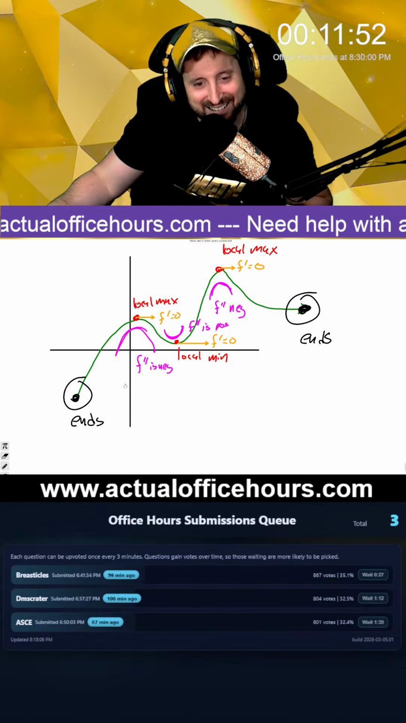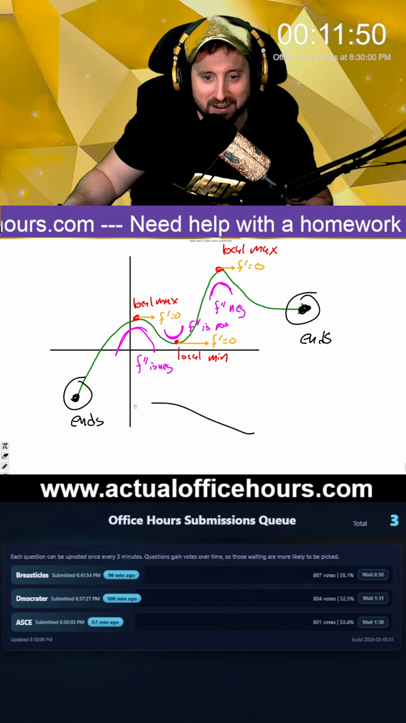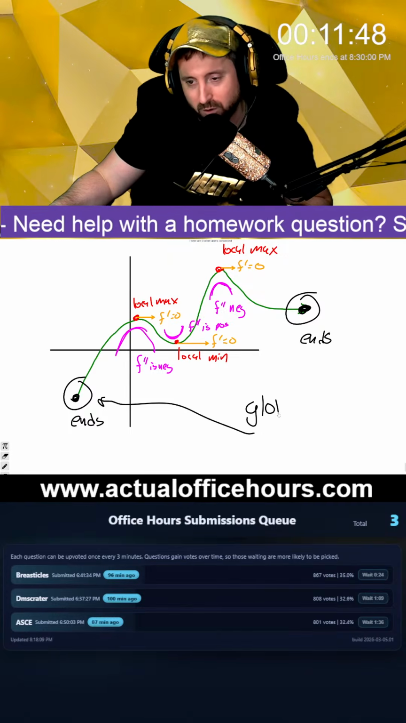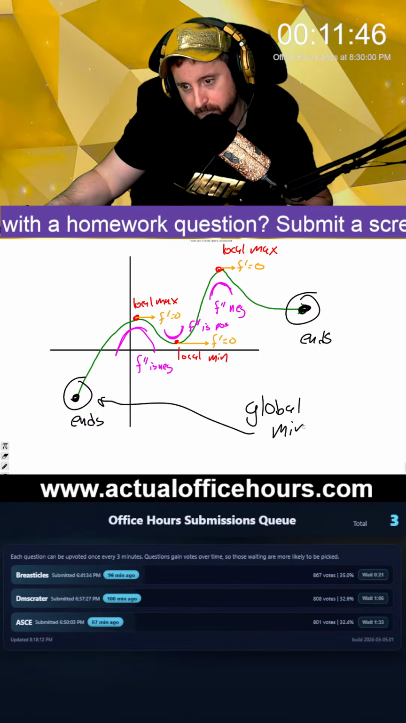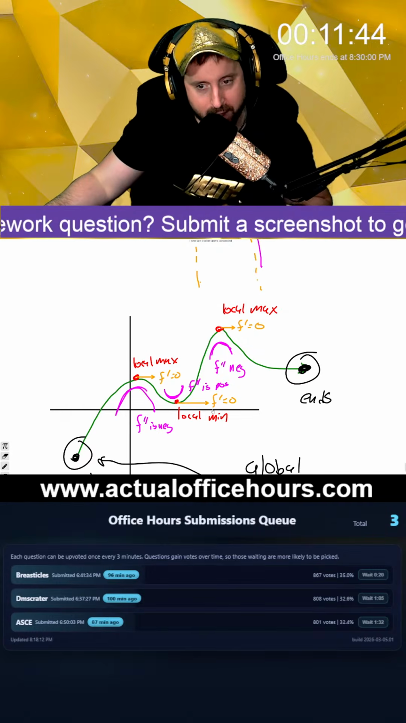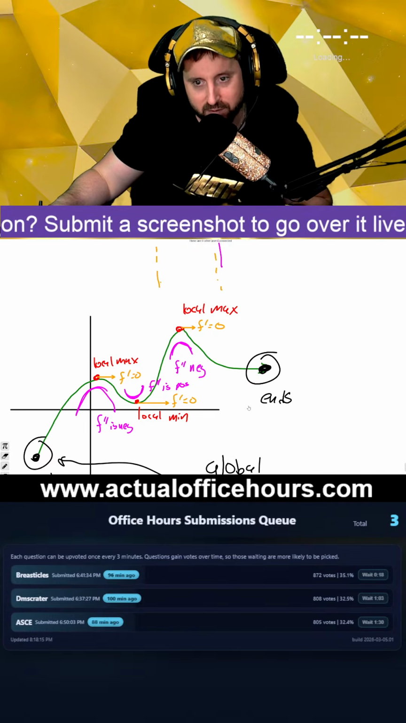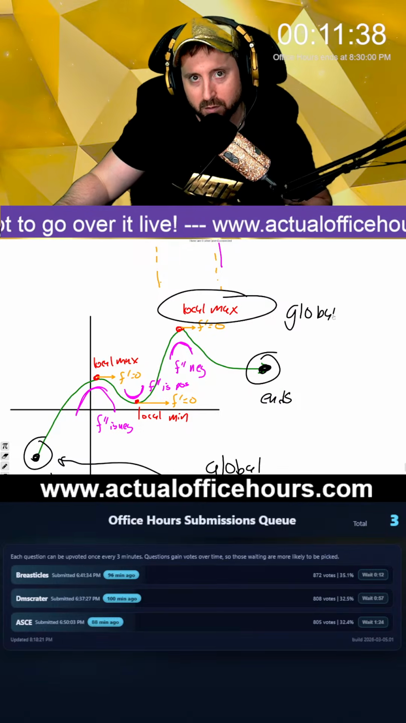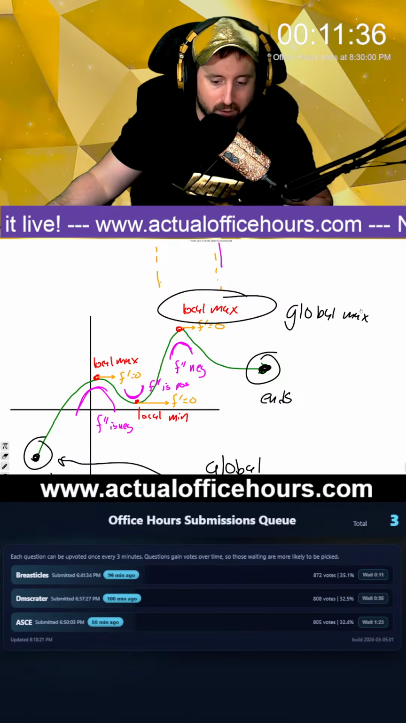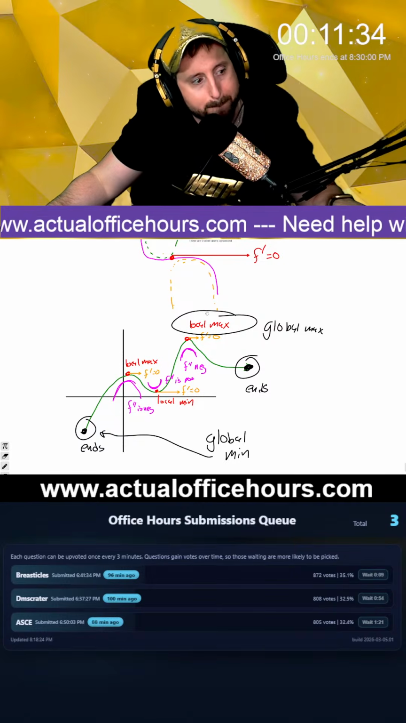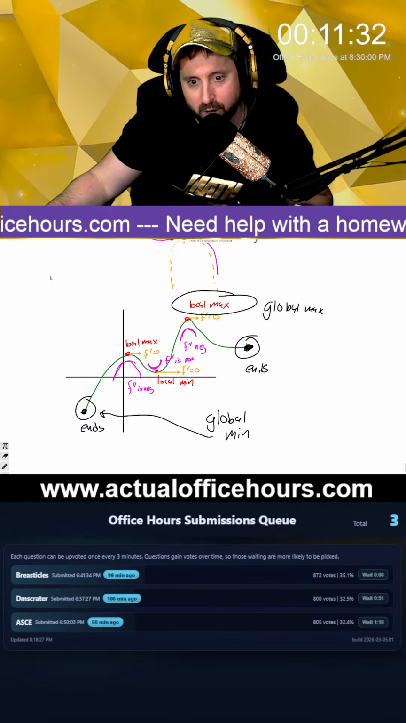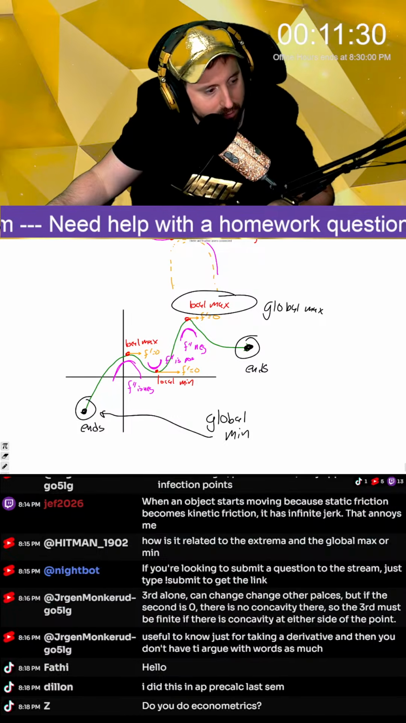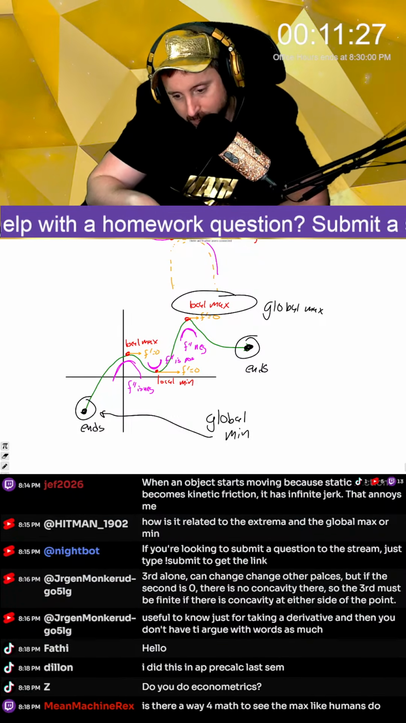Oh no. Oh man. Okay, so this right here is the global minimum because it's the lowest value out of the maxes, mins, and the endpoints. And then this right here would be the global max. You did this in pre-calc. Cool. Yeah. So here, I'm going to put this also as a little side note in Pineapple's submission if he wants to see it.